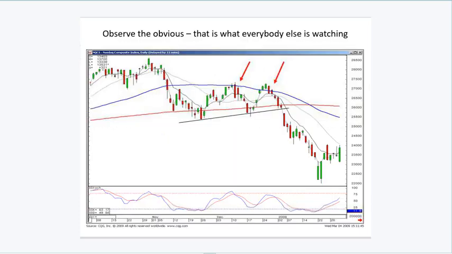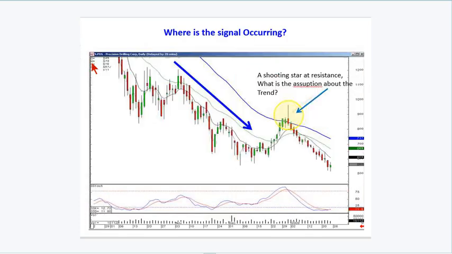So we can observe the obvious. We can see when they fail at a 50 because of sell signals. If we're in a downtrend and we see a bounce, what causes a major reversal? Obviously a big uptrend. But if we're in a downtrend and we see a bounce, and there's our shooting star signal in the overbought area, right smack dab on the 50, what can we conclude? That they're still selling. This downtrend is still in progress. The 50 is still acting as resistance.